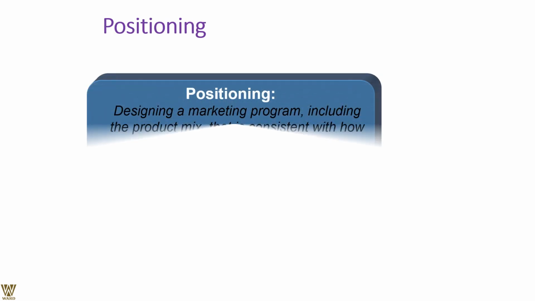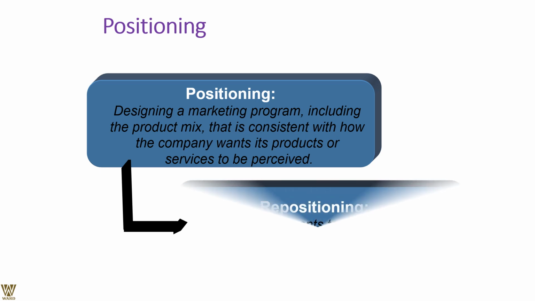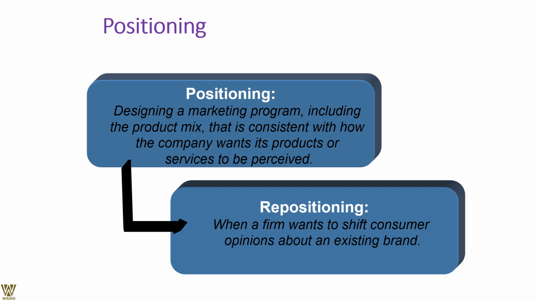Let us try and address positioning as an issue. Positioning is designing a marketing program, including a product mix that is consistent with how the company wants its products and services to be showcased. That is what positioning is all about. If you want to showcase something as premium, keep it that way. If it is a mass appeal product, keep it in that fashion. This is what positioning is, and it will help you address a lot of issues. But if you think things are not working out, why not reposition? When a firm wants to shift consumer opinion about an existing brand, we can reposition things around it.